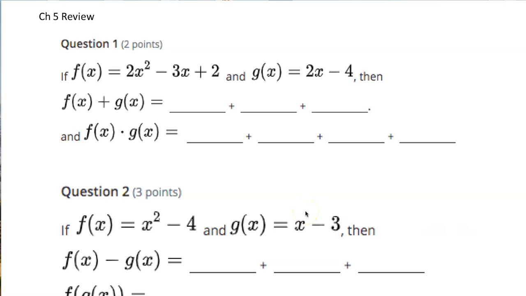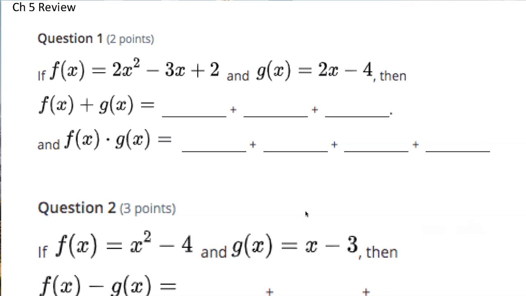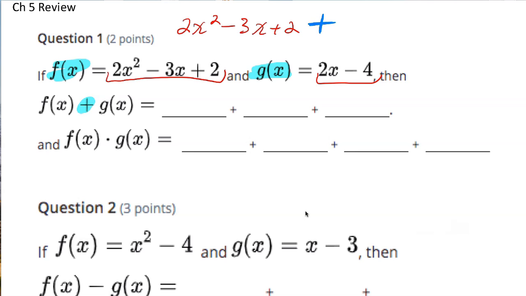Question 1 is you're given two functions, f of x and g of x. First, you're asked to add these two functions. So that just straight up is adding these two polynomials basically. So we would have 2x squared minus 3x plus 2. That's the f of x function. And we add that, I'll use a different color here, add that to 2x minus 4. So now you can see which one's which. Got a little blue plus in there.